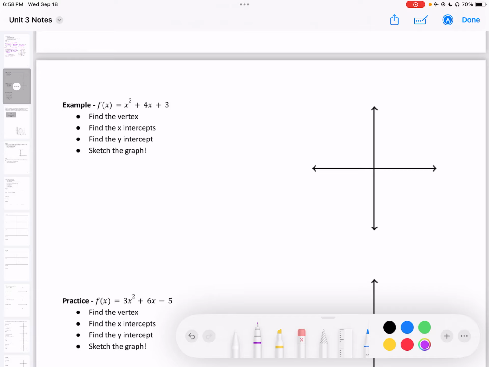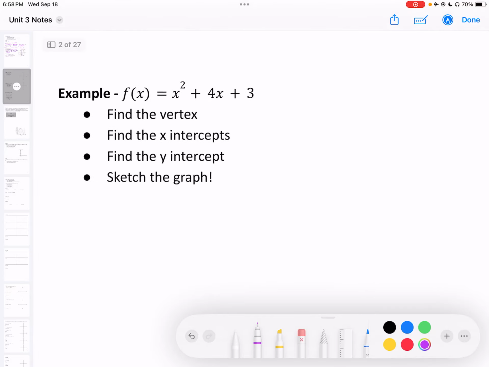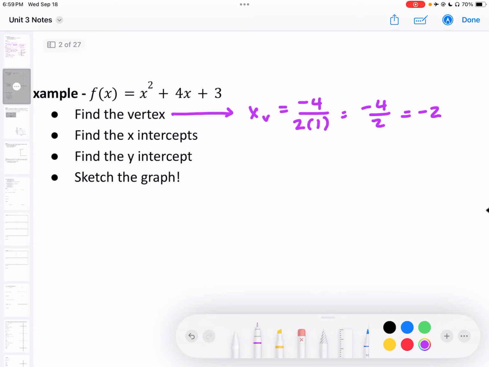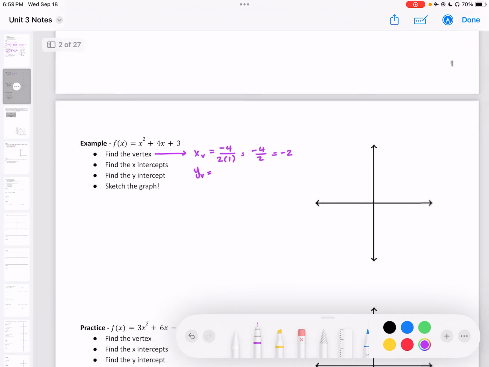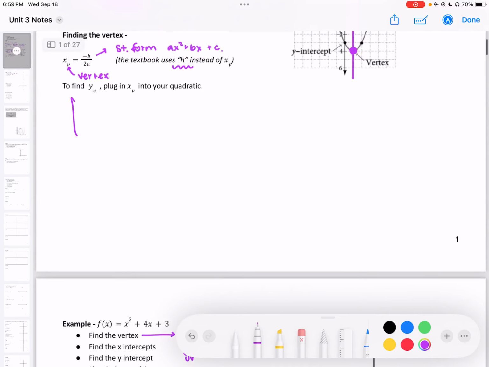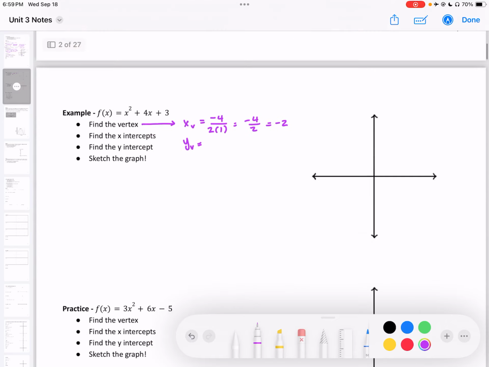So in this example, I'm interested in finding the vertex, intercepts, and then I'm going to draw a sketch. So for the vertex, the x-coordinate is negative 4 over 2a, which is negative 4 over 2, or negative 2. So that is the x-coordinate. The y-coordinate is when you plug that value into the equation.